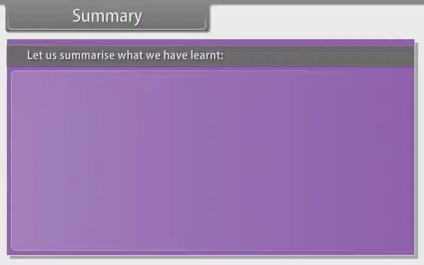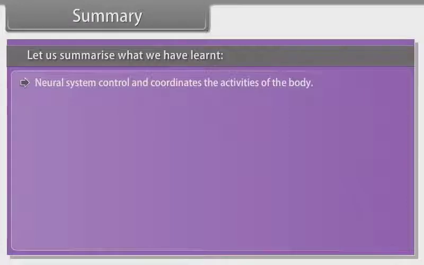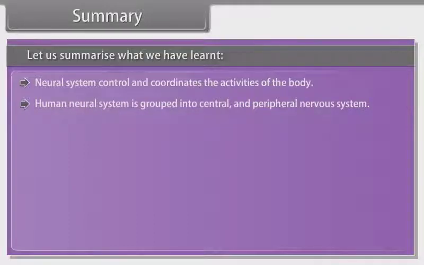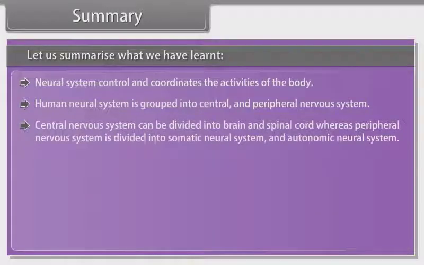Summary. Let us summarize what we have learnt. The neural system controls and coordinates the activities of the body. The human neural system is grouped into the central and peripheral nervous system. The central nervous system can be divided into brain and spinal cord, whereas the peripheral nervous system is divided into the somatic neural system and autonomic neural system.